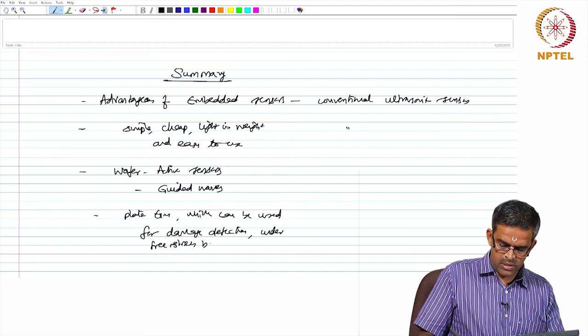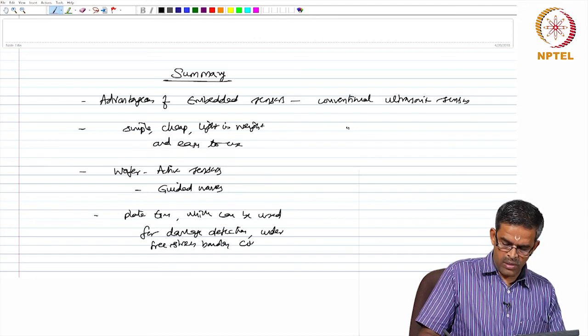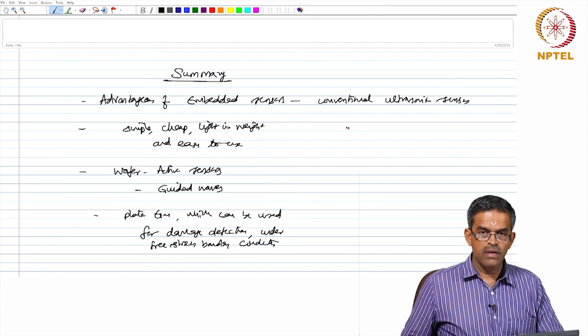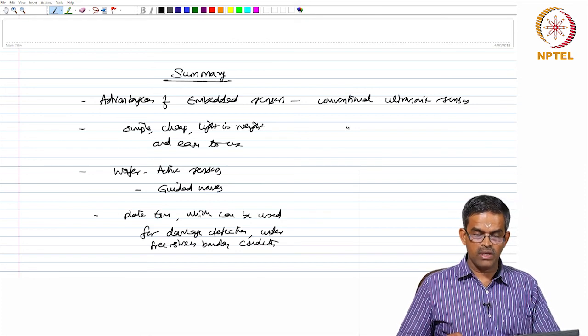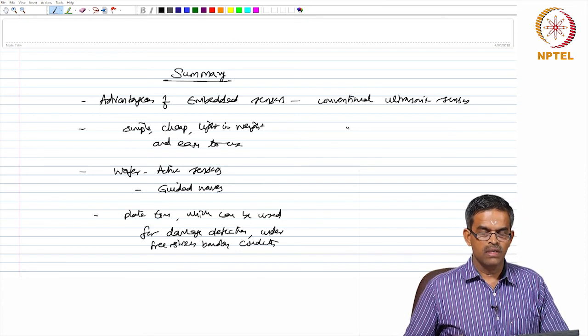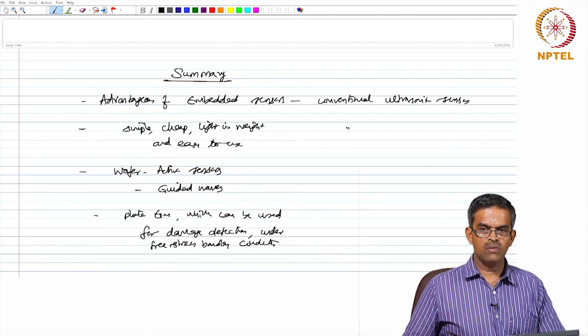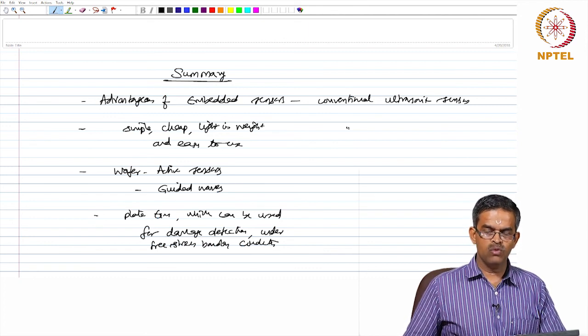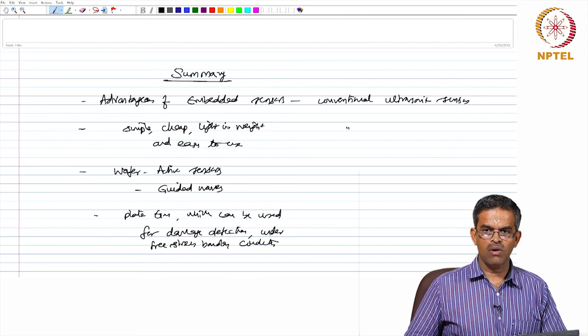In the next lecture, we will discuss further about the NDE methods, different kinds of sensors applicable to NDE and their usefulness in structural health monitoring processes.